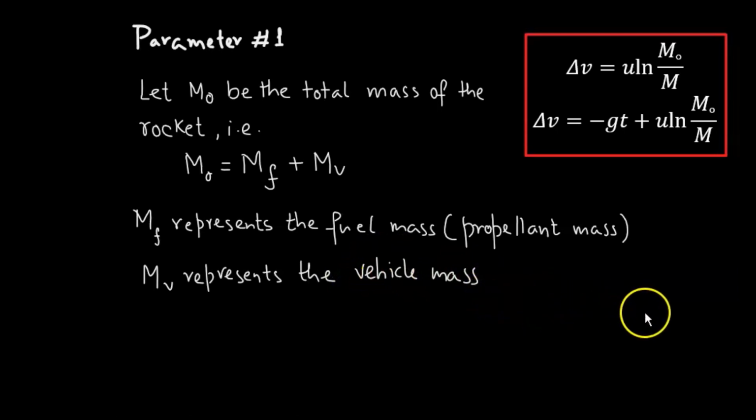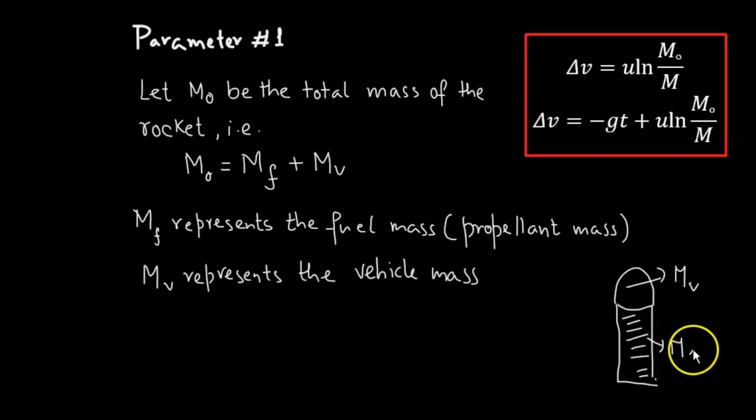If we take the help of this illustration, let's say we have a rocket and this rocket is going to have some payload. This payload can be some satellite or could be a camera. The mass of this payload is mv. This is the vehicle mass, and it contains a rocket shell which is filled with the propellant or the rocket fuel, and the mass of this fuel is mf. So this is our first parameter.